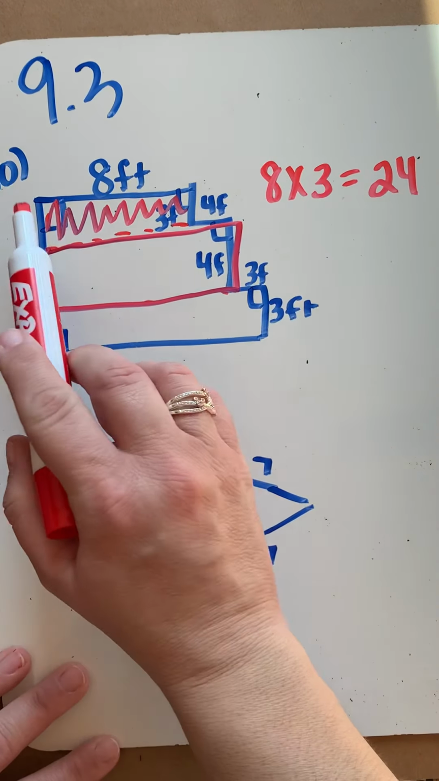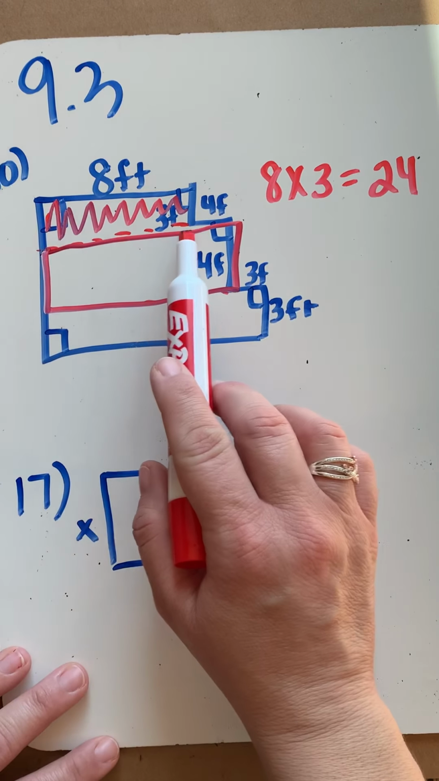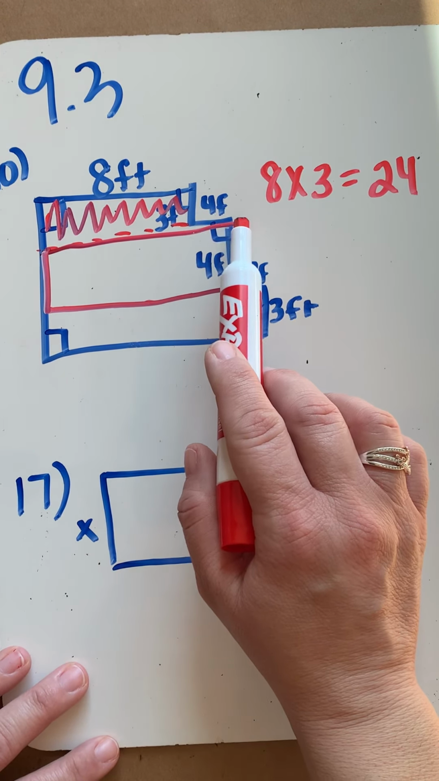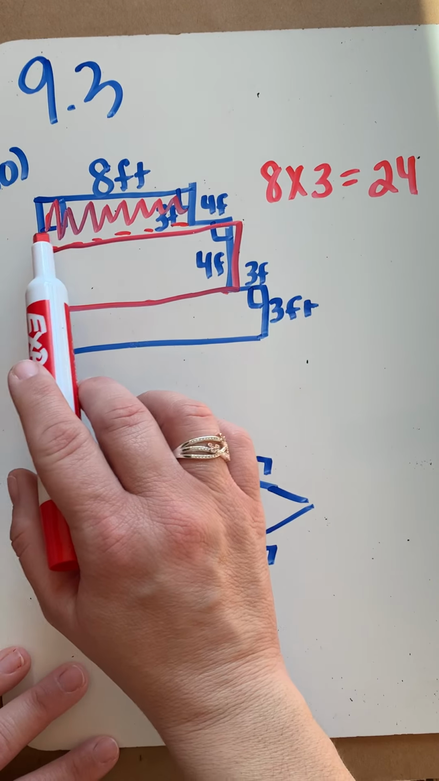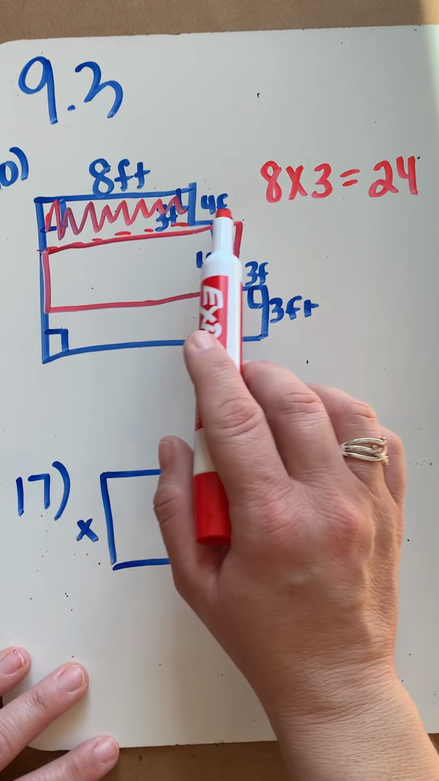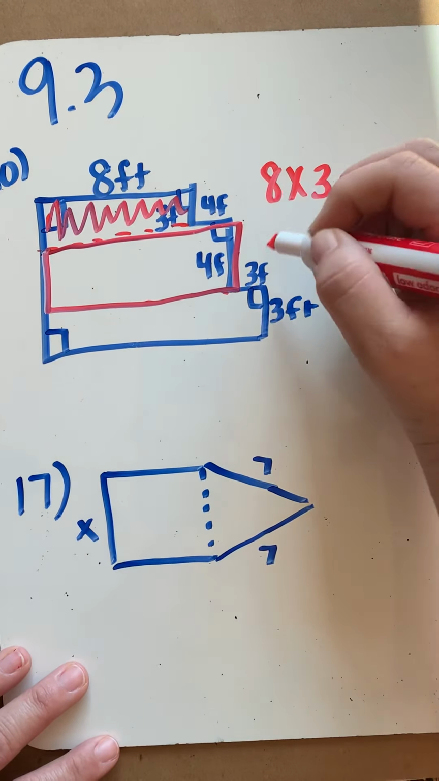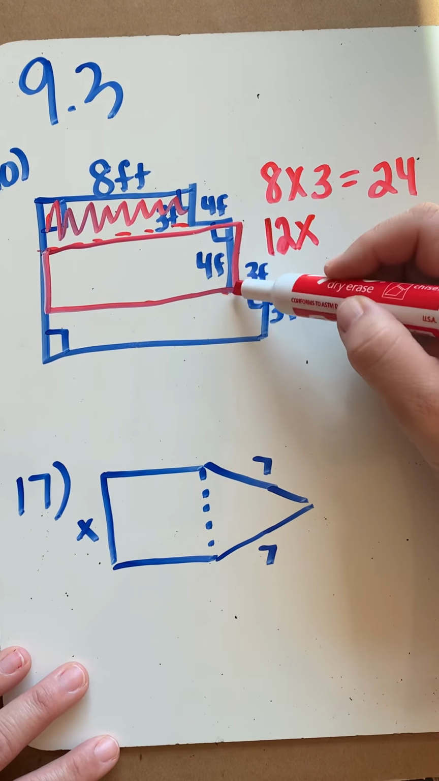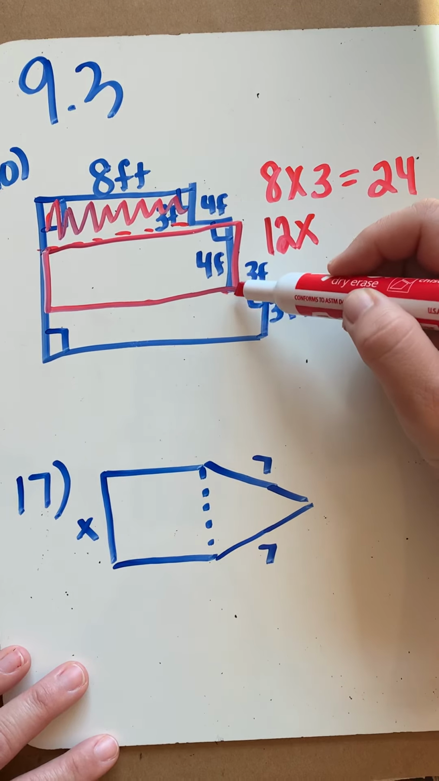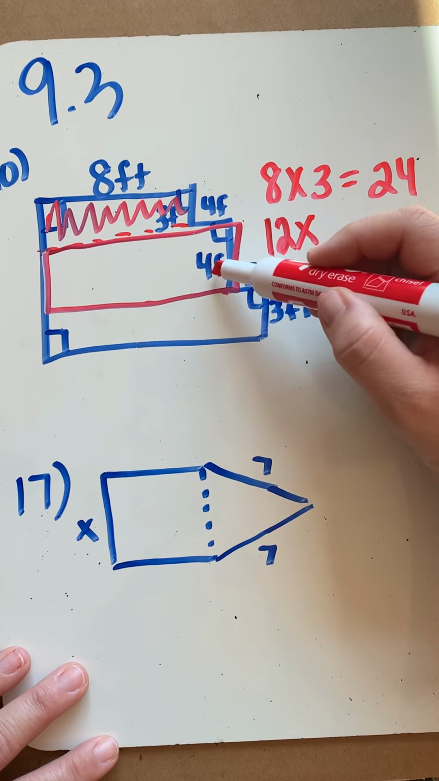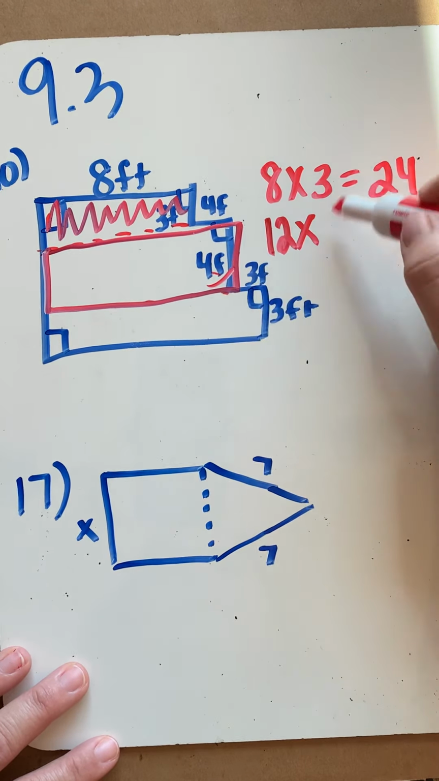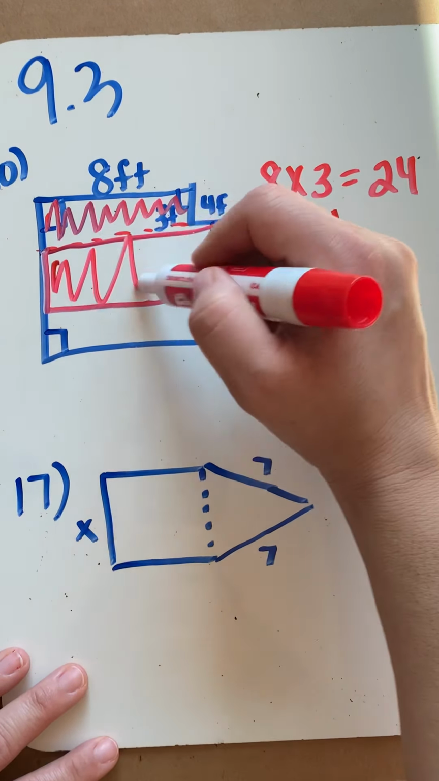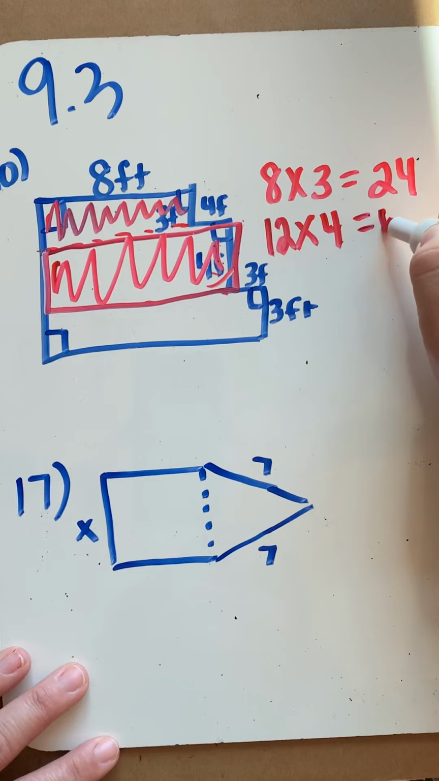And if you look, we already know that part of this is 8 feet. Up to here, it's 8 feet. Then they're telling us it's another 4 feet. So our length is 12, right? 8 plus 4 is 12. And then our width is 4 feet, okay? So 12 times 4 is going to give me the second rectangle. So that's taken care of. That's 48.